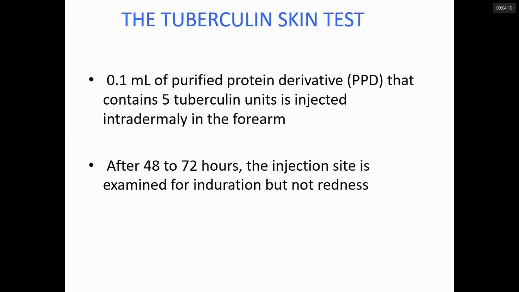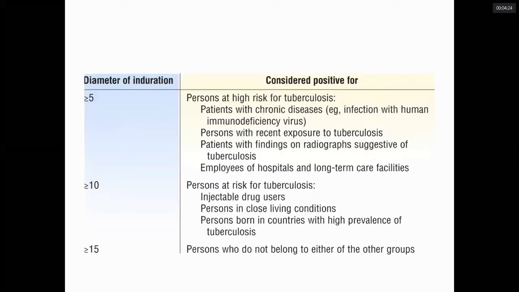And the tuberculin test, that is the Mantoux test. In this, we give 0.1 ml of PPD, purified protein derivative, injected intradermally in the forearm, and the reading is taken after 48 to 72 hours. It is considered positive if it is more than or equal to 5 mm in persons at high risk for tuberculosis, and more than 10 mm if the person is at risk for tuberculosis.